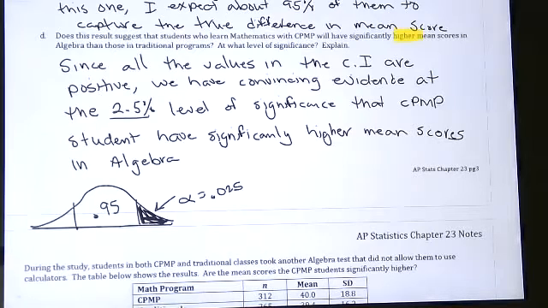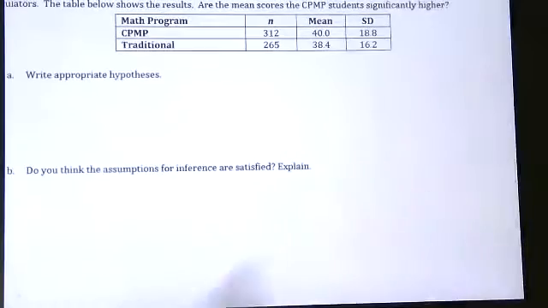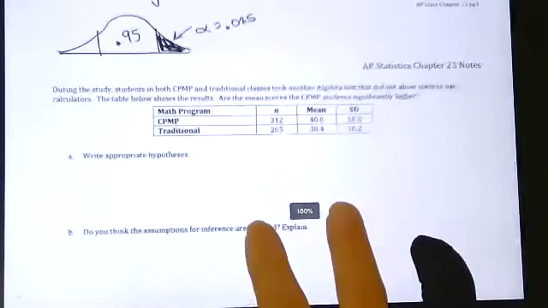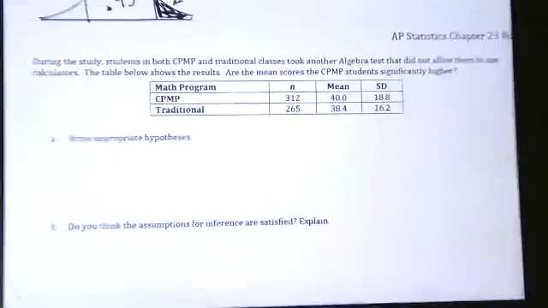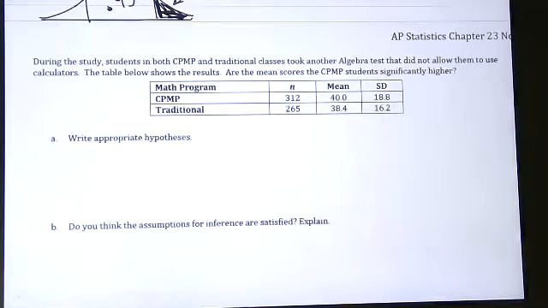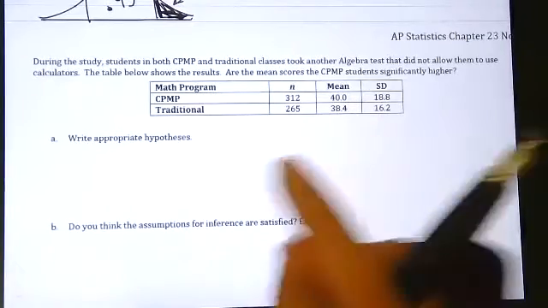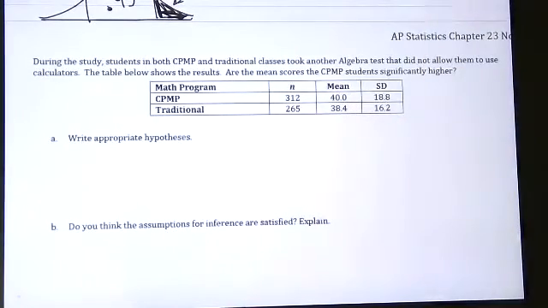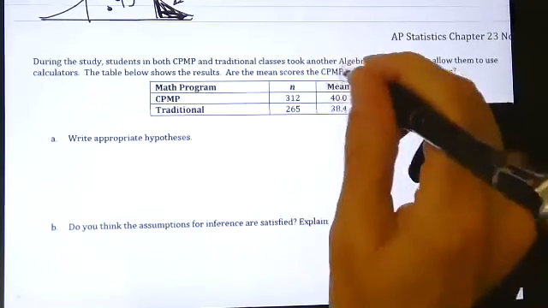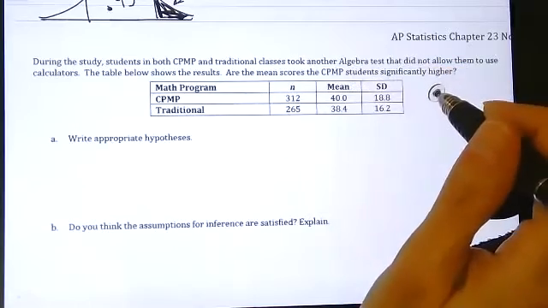So if you do choose to do that, you run the risk of not including the significance level in there. Okay, last one. During the study, students in both programs took another algebra test that did not allow them to use calculators. So on that last page, it was a calculator test. So here is some information from 2 different samples taking a test without calculators. Are the mean scores significantly higher for the CMPM students?